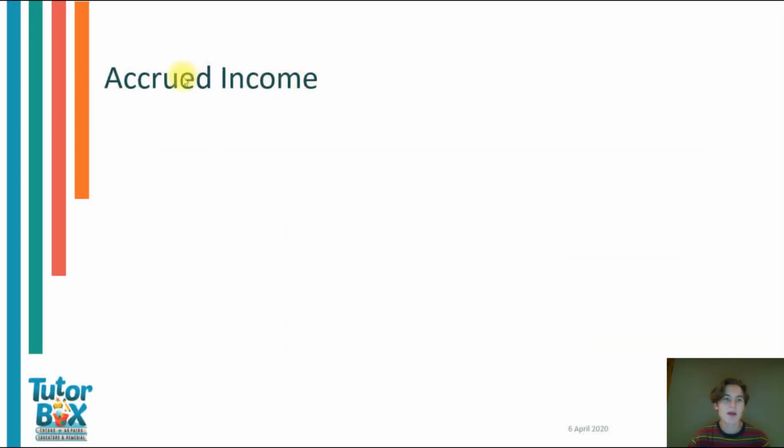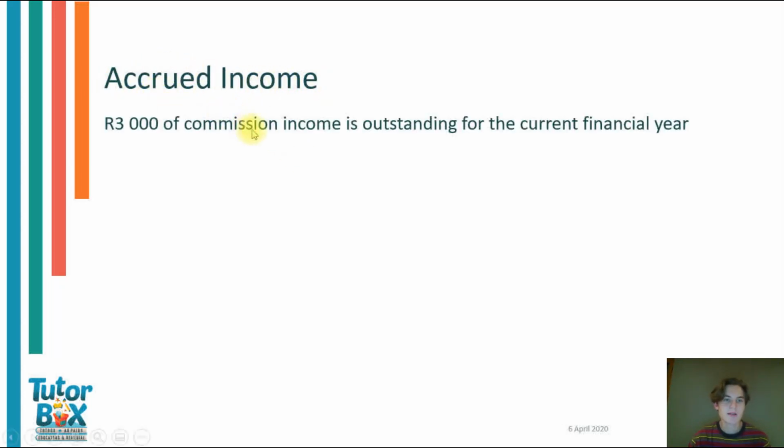Okay, so let's have a look at accrued income now. So we have an example adjustment relating to accrued income to explain it. 3,000 Rand of commission income is outstanding for the current financial year. So what does this mean? This means that we are still owed 3,000 Rand in commission for this financial year. However, we have a problem because we have now reached the end of the financial year and we still haven't been paid this amount. So what do we do about this?